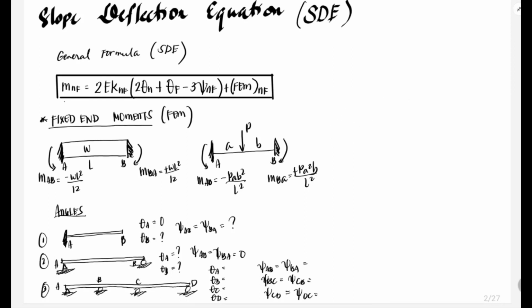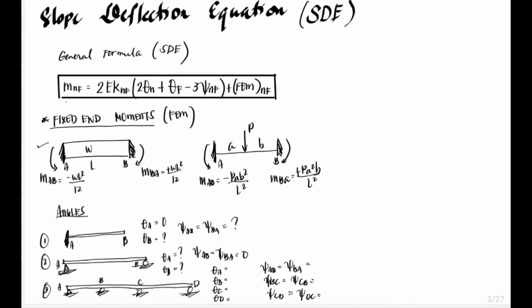Yung fixed end moment dyan, if natakol nyo na last time yung ating MDM or moment distribution method, same lang din siya ng formula na gagamitin nyo. Which is yung sa left, that is for uniform load, ito po yun. We have negative WL squared over 12, and then sa right side naman, we have positive WL squared over 12. And so with your concentrated load, same din siya ng formula sa MDM nyo, which is yung left side always negative, PAB squared over L squared, and on the right side would be positive PA squared B over L squared.